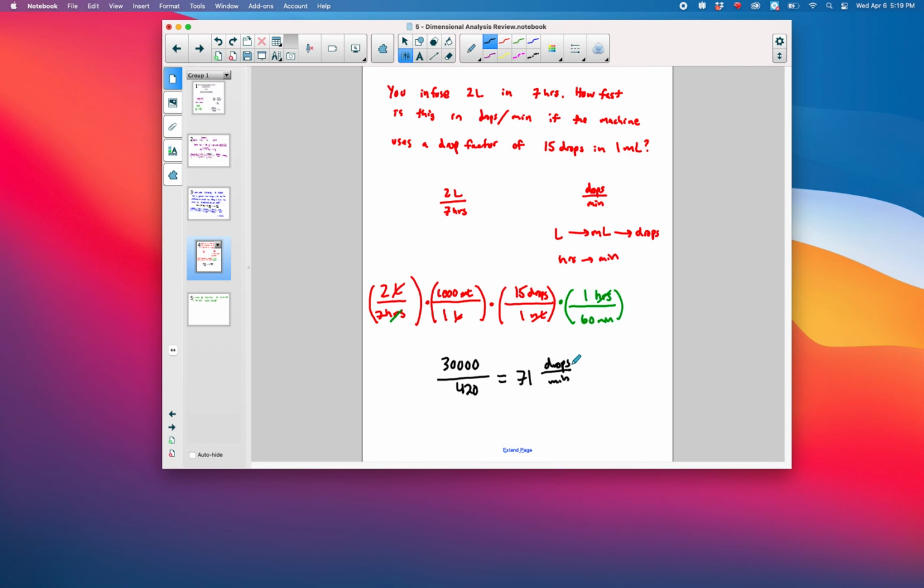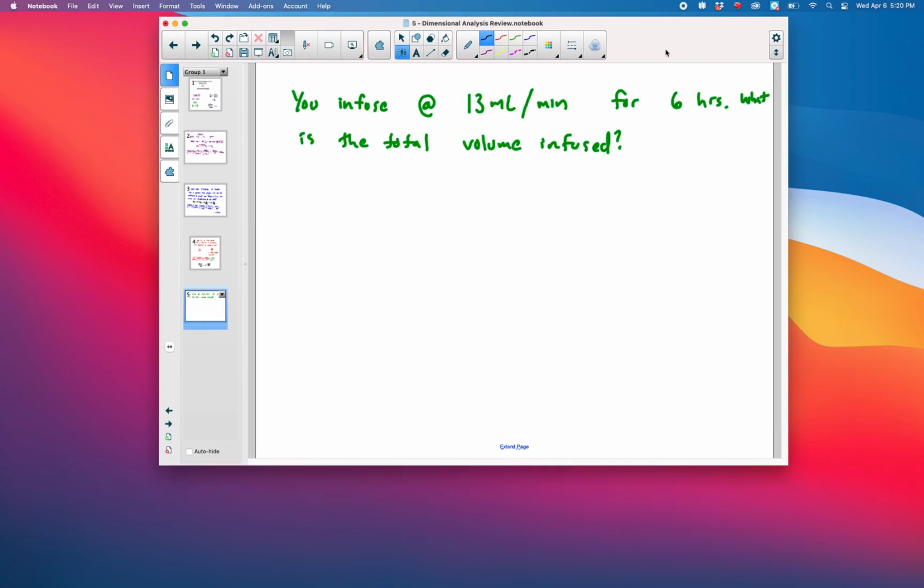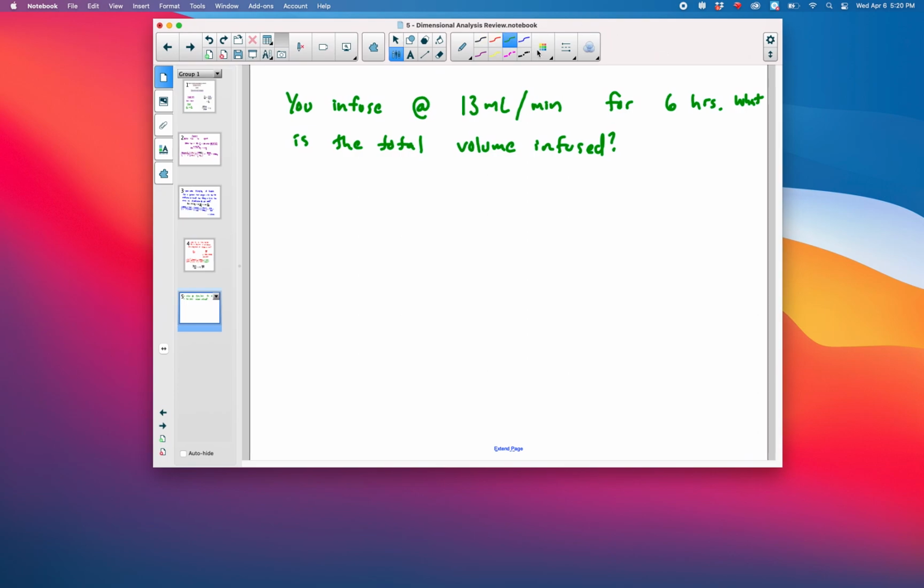So if I were to go in there and count for a minute, I should count 71 drops in a minute on that machine. Okay, last one. You infuse 13 milliliters per minute for 6 hours. What is the total volume infused? You guys try this one, give it a shot, and then I'm about to go over it.